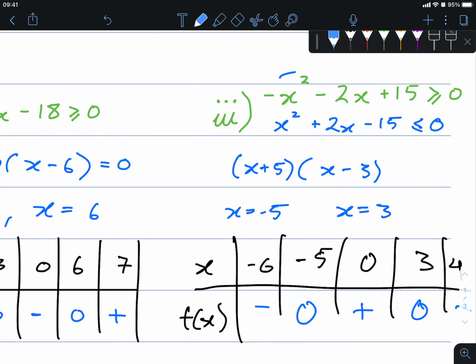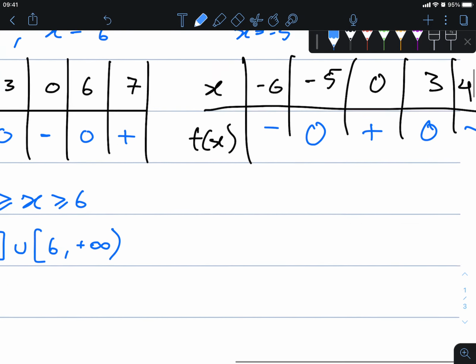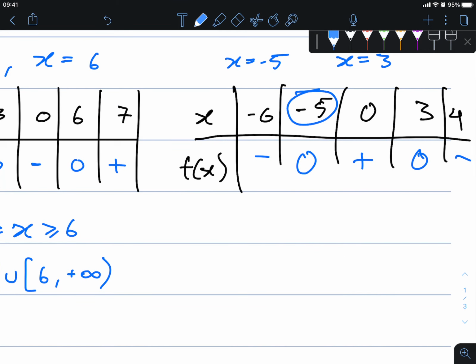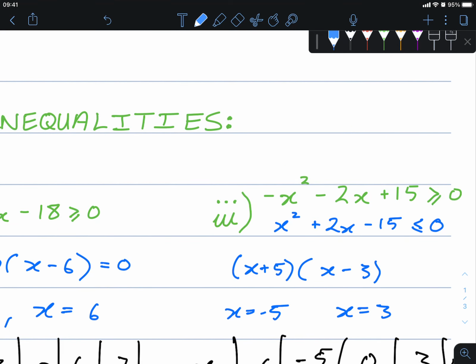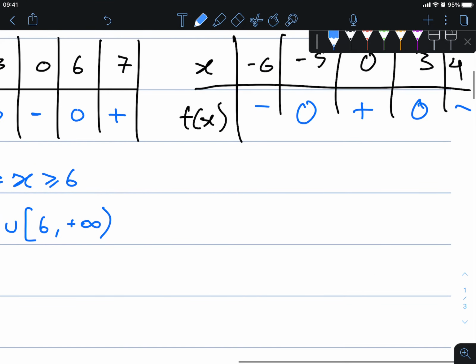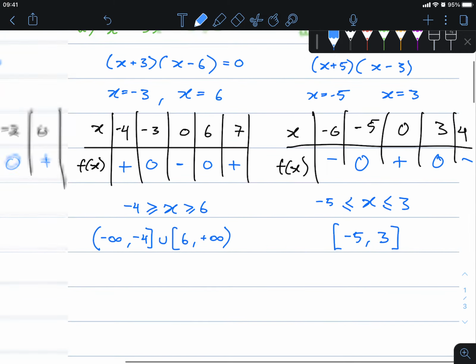And now it's asking, where is this function greater than or equal to 0? Well, we can see that between negative 5 and 3, it's positive. So our solution is x is less than or equal to 3, but greater than or equal to negative 5, and in bracket notation, there we have it.